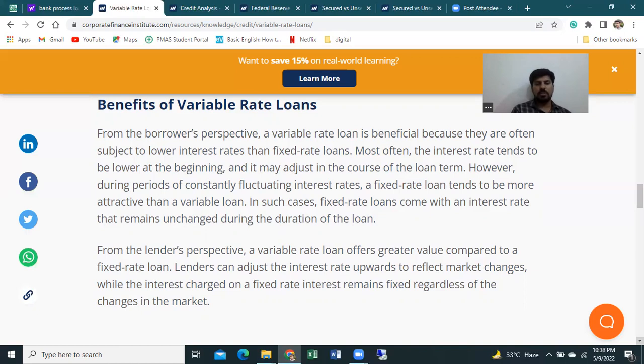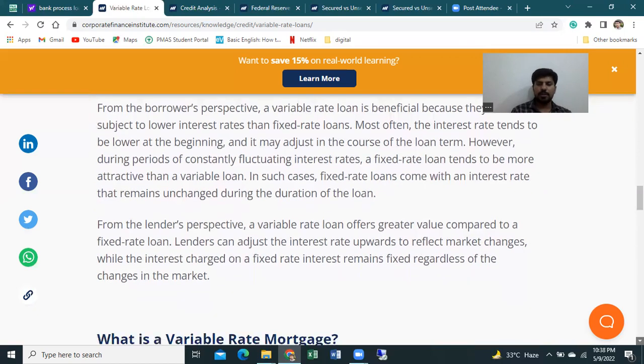From the lender's perspective, variable rate loans offer greater value compared to fixed rate loans. Fixed rate loans remain fixed regardless of the change in the market.